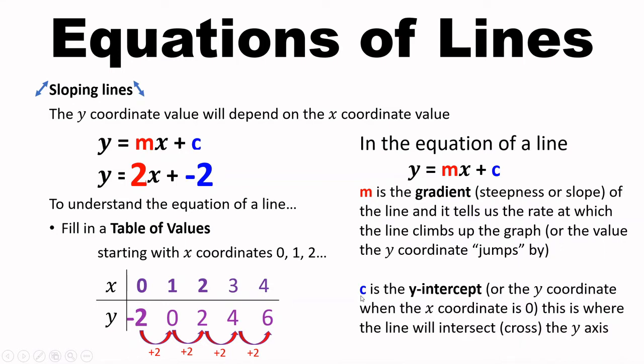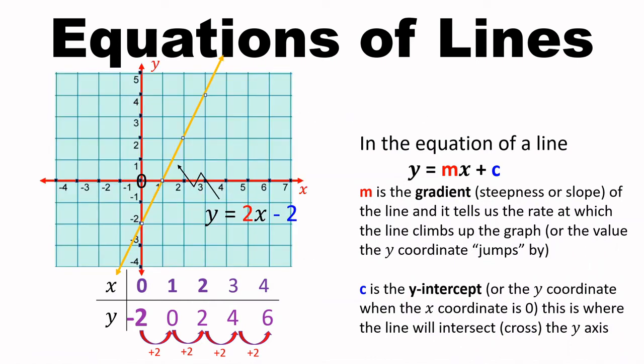The c value is called the y-intercept, or the y-coordinate when the x-coordinate is equal to 0. So I would say it's the first y-coordinate in my table of values, but that's only if your x values in that table start with 0. And this is where the line will intersect. Notice y-intercept, intersect. That's where the line will cross the y-axis. So -2 is the value on the y-axis where our line will cross through the y-axis.